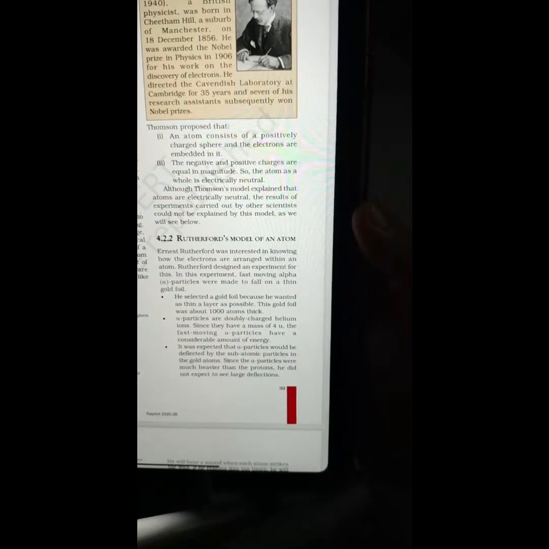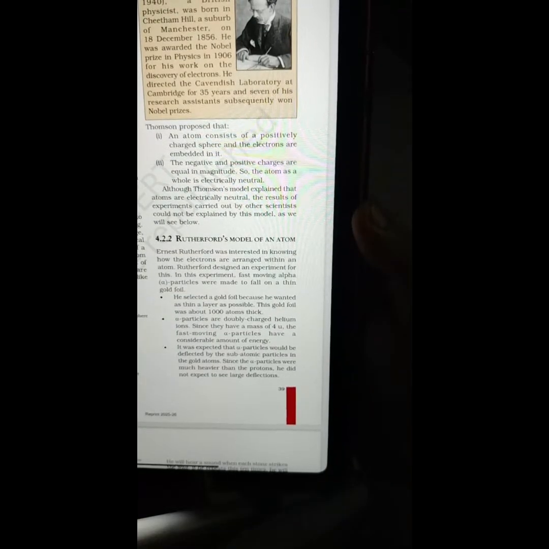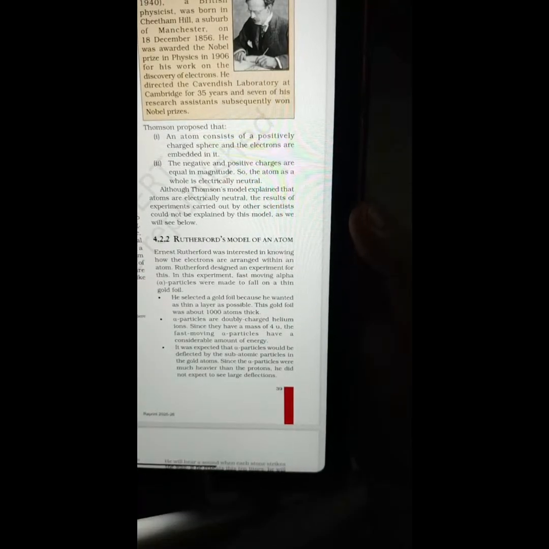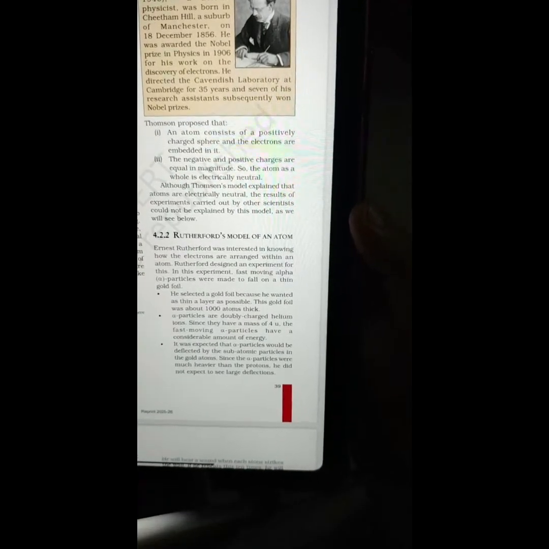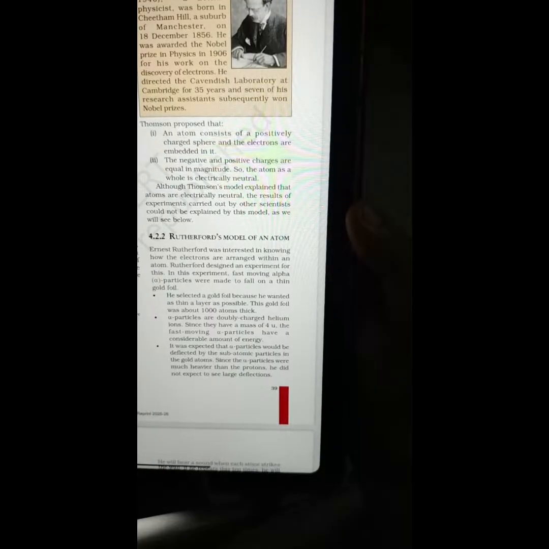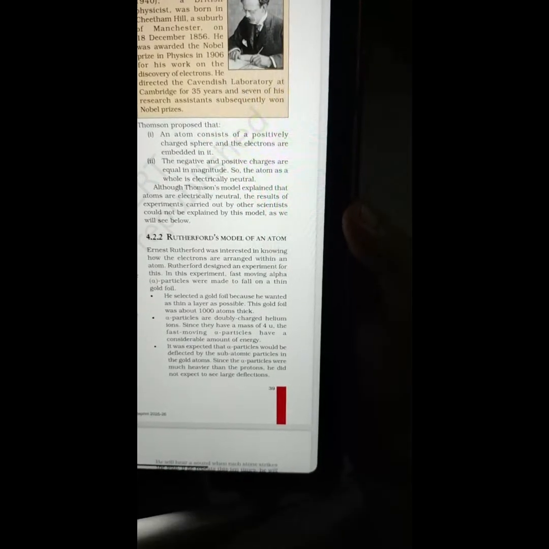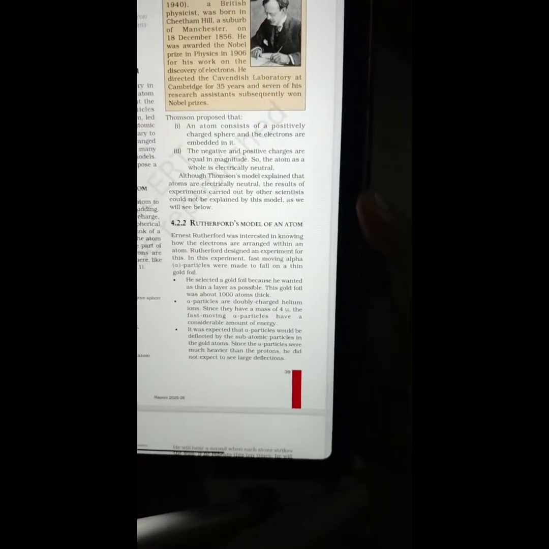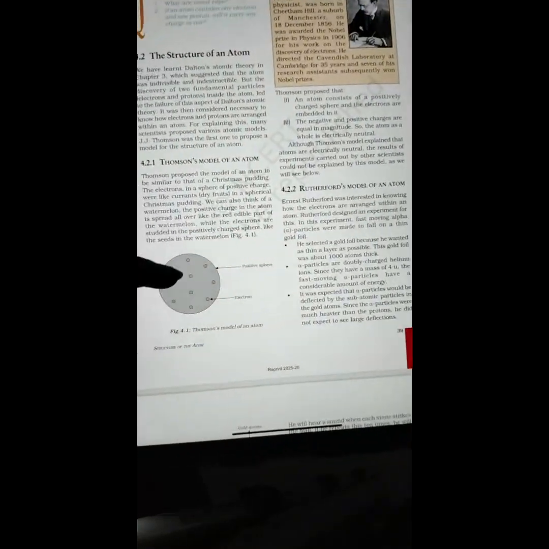Alpha particles are doubly charged helium ions. Since they have a mass of 4u, the fast moving alpha particles have a considerable amount of energy. Next point. It was expected that alpha particles would be deflected by the subatomic particles in the gold atoms. Since the alpha particles were much heavier than the protons, he did not expect to see large deflections.